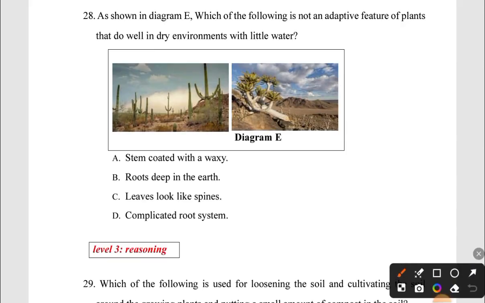Question 28. As shown in the diagram E, which of the following is not an adaptive feature of plants that do well in environments with little water? A, stem coated with a waxy layer. B, roots deep in the soil. C, leaves look like spines. D, complicated root system. So the adaptive feature that is not common with plants like this is D, complicated root system.